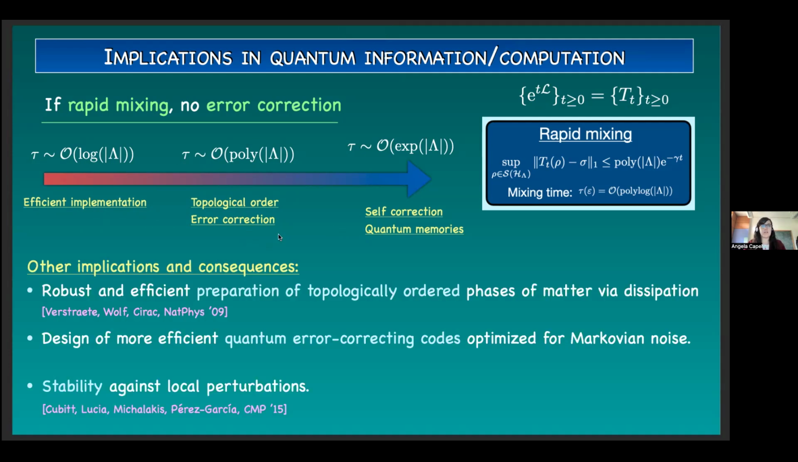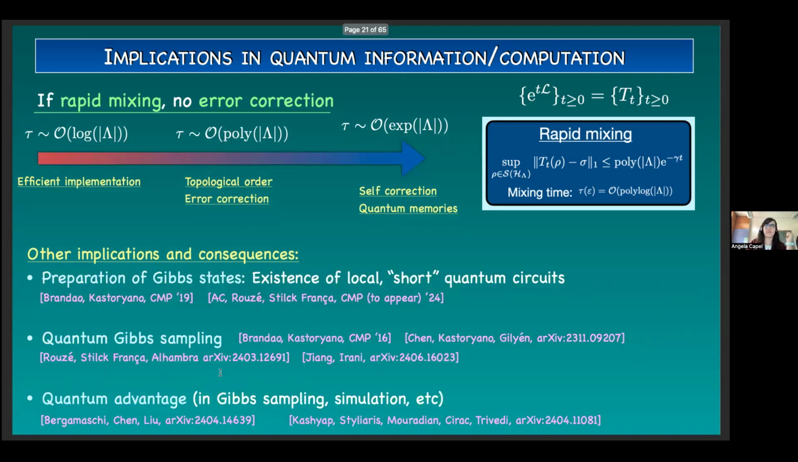And associated with that, we have some more implications and consequences that have to do with efficient preparation of topologically ordered phases of matter via dissipation. Also now, as I said, we don't have this kind of error correction, but for example, what we can do is design efficient quantum error correcting codes that are optimized for Markovian noise, which is what is described with this kind of systems. We also have stability against local perturbations, which is quite interesting. So if you have a system that is described with a Lindbladian that is rapidly mixing, and you add a local perturbation everywhere, you know that the error that you are making is not very large, because this is stable in this kind of perturbations.